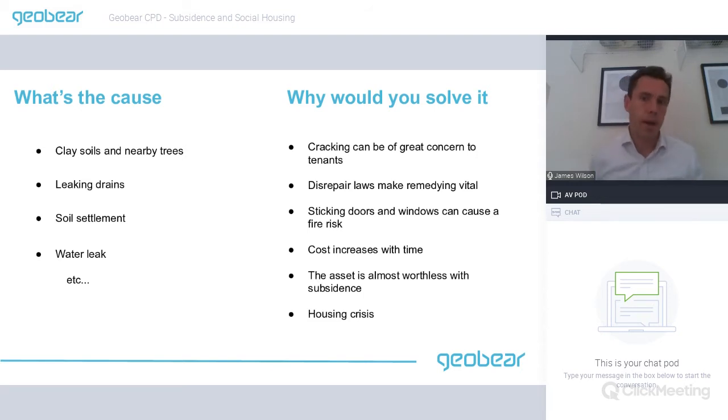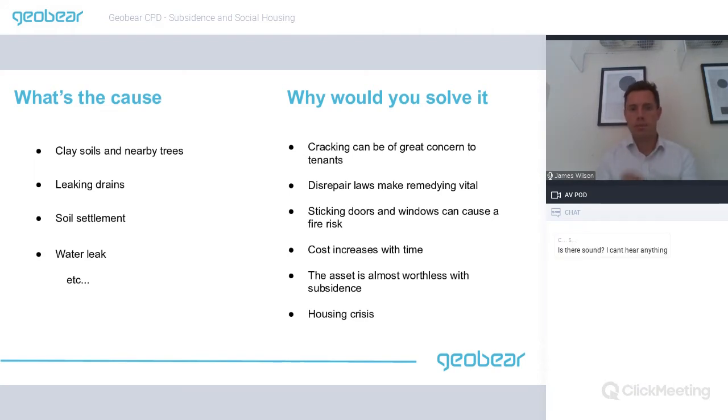And then you've got, obviously, this disrepair law that's come in fairly recently, where tenants can actually bring claims against housing providers where the house is in a state of disrepair, and often subsidence is a big factor in that. And then sticking doors. A big evidence of subsidence actually happening is sticking doors and windows. If you can't open the door properly, that can actually be a fire risk, because it's difficult to open doors because of the subsidence. And then cost increases with time.